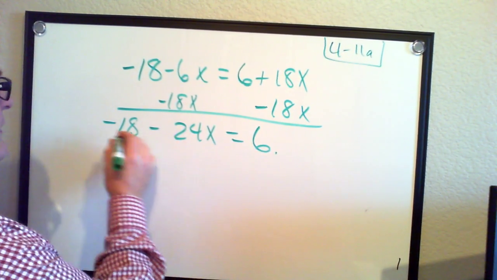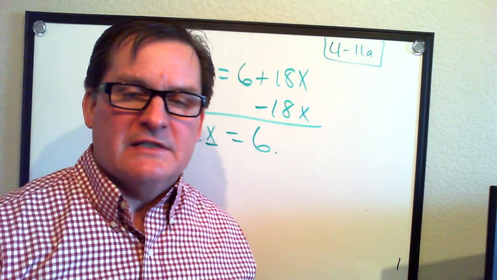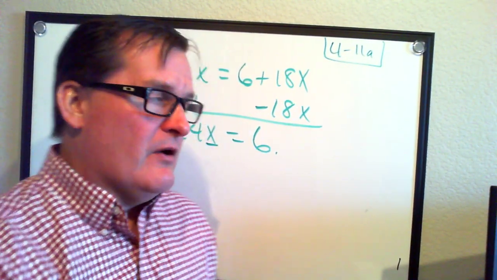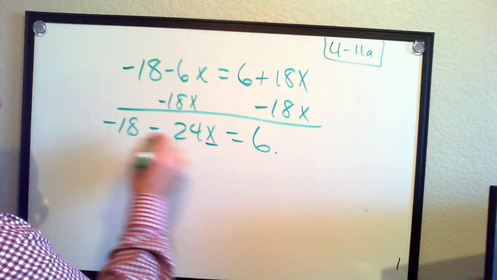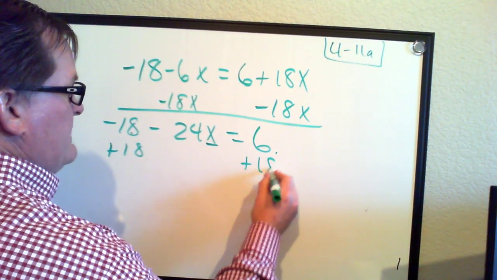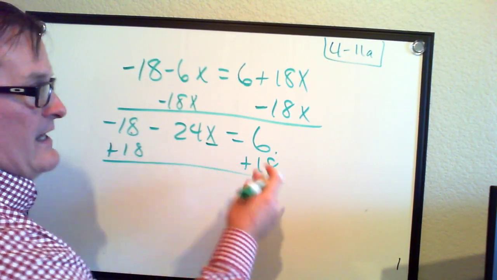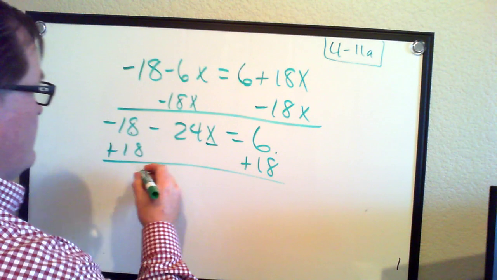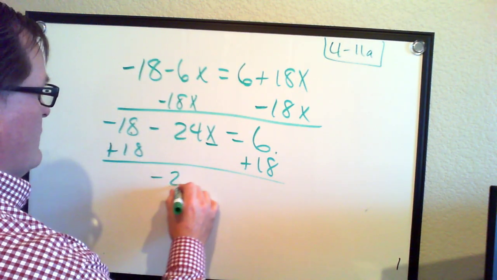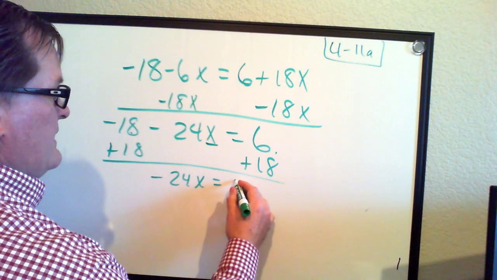I'm going to move this over here because I want to start to clean up around x, because x is what I want to find. I need to get everything away from x. So the way I get negative 18 away is I add 18. Add 18, since this is an equation, whatever I do to this side, I have to do to that side to maintain the balance. So we're left with negative 24x equals 16 plus 8 is 24.